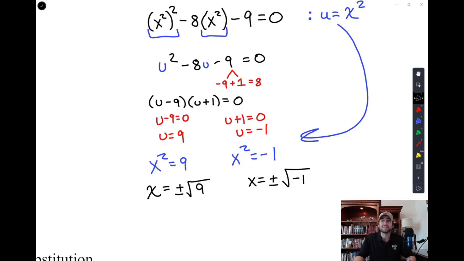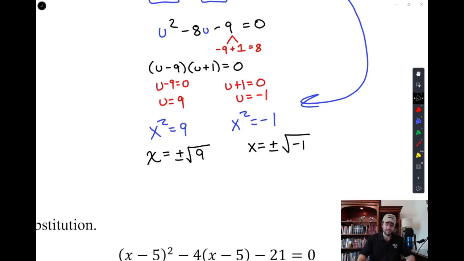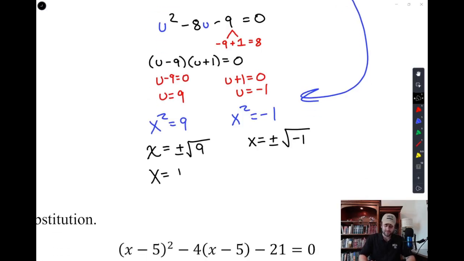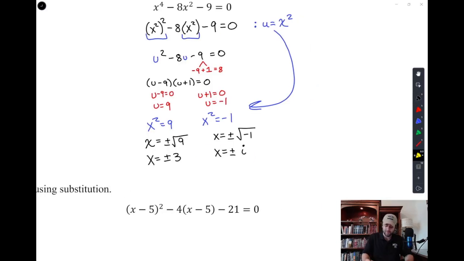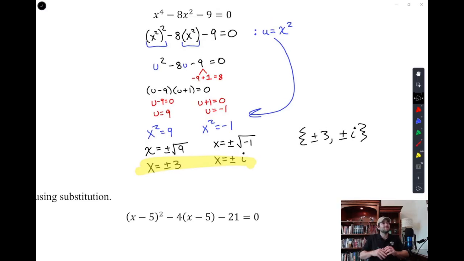And there are our 4 answers instead of 2 this time. So we get x equals plus or minus 3 and x equals plus or minus the square root of negative 1. You might remember this from section 2.4, the complex number section. The square root of negative 1 is just i. And so we have 4 solutions to report. We have the solution set of plus or minus 3 and plus or minus i. Pause right there if you need to look at that for a second.